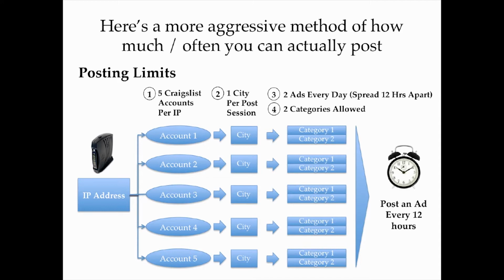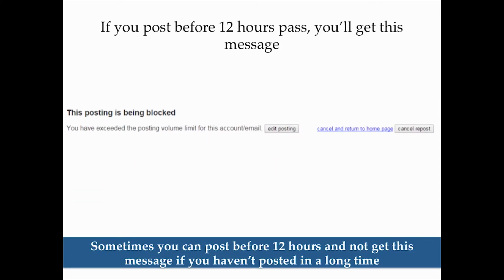I found that you can risk a more aggressive posting schedule, but this is constantly changing as Craigslist evolves its rules. If you want to post more aggressively, you can post an ad every 12 hours. I've done this and it's worked fine for me. If you post before 12 hours passes, you'll get this message. Sometimes you can post before 12 hours and not get this message if you haven't posted in a long time.